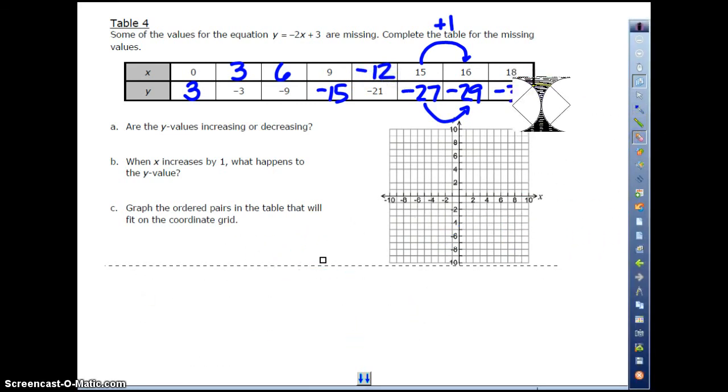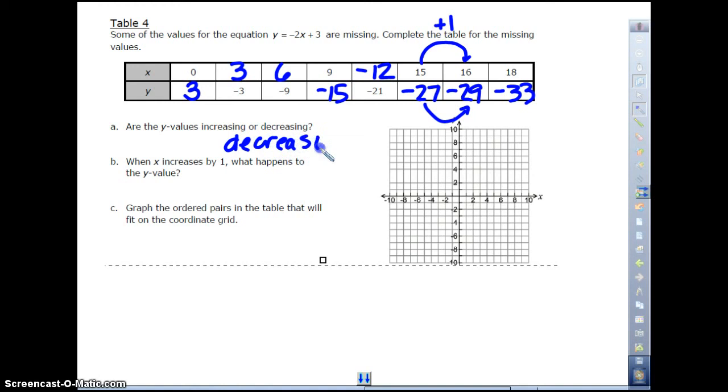Now let's see if we can answer the rest of the questions. Are the y values increasing or decreasing? I went from 3 to negative 3 to negative 9 to negative 15 to negative 21. Yeah, those are all decreasing. My y values are decreasing as my x's are doing what?